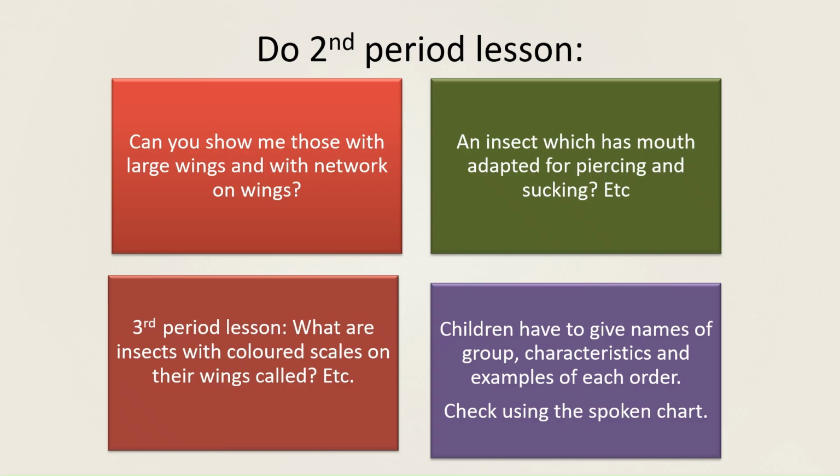Do the second period lesson where we say, can you show me those with large wings and with network on wings? An insect which has mouth adapted for piercing and sucking, and so on. The third period lesson, what are insects with colored scales on their wings called? That is just an example. Children have to give names of group, characteristics, and examples of each order. Check using the spoken chart.